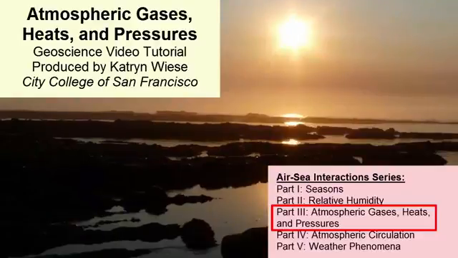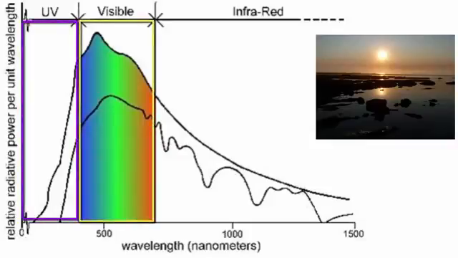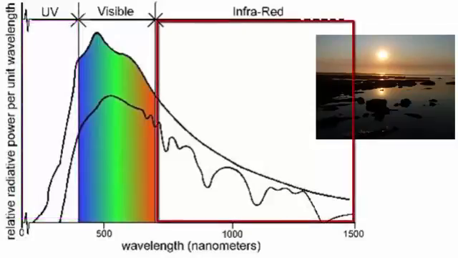The sun heats up the surface of the Earth through the heat transfer method described last week, radiation. This radiation consists of ultraviolet, visible, and infrared light. Ultraviolet, or UV, is the shortest in wavelength, infrared, or IR, the longest.